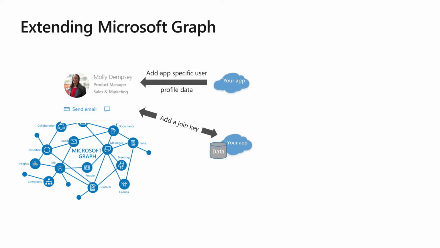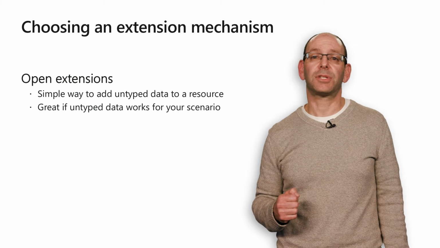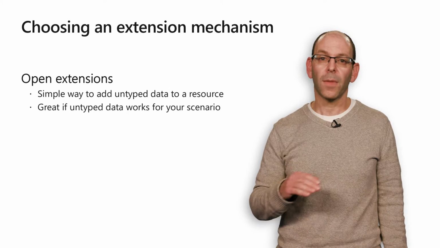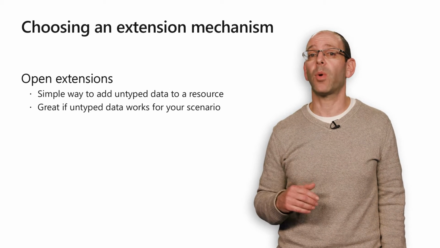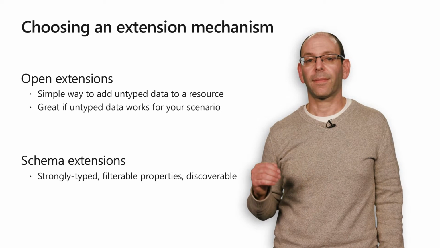Alternatively, you might want to retain your own application user profile store and join this to users in the Graph by adding your app's unique identifier to user resources. Microsoft Graph offers two mechanisms to extend Graph with your own data. Open Extensions gives you a very simple way to add untyped data to a resource in the Graph.